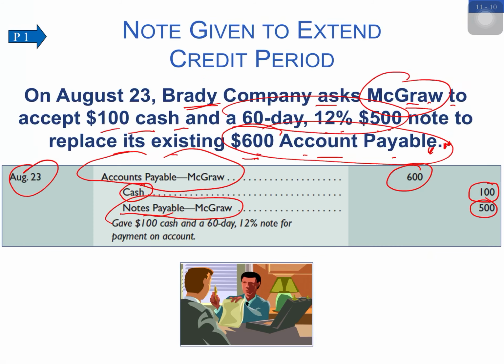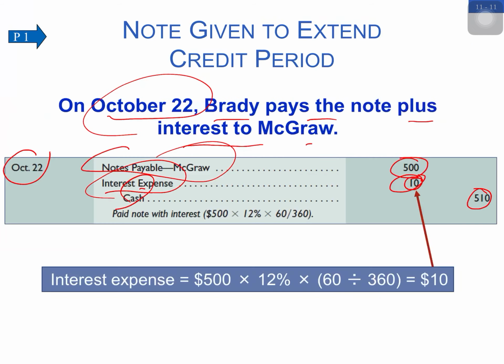Remember from the previous slide that we have 12%. When you find an interest rate like this, 12% is always for a year. But the notes payable is only for 60 days. So when you calculate the interest, you have to calculate 12% multiplied by 60 divided by 360, and multiplied by 500. Then you get $10. So McGraw will receive $510.